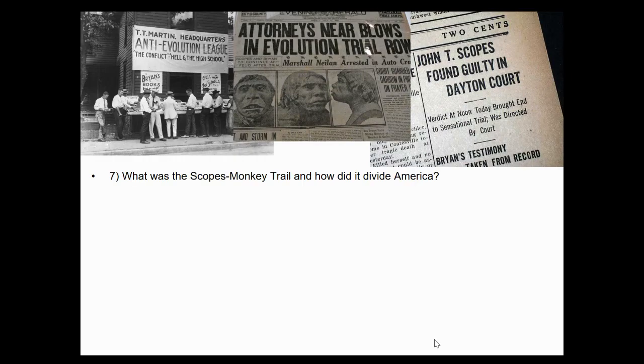Now, the Scopes monkey trial, right? This was a trial over what should be taught in school in science. Should it be evolution or should it be creationism, which is a story from the Bible? So the issue is what should be taught. Now, John Scopes was a teacher who was arrested in Tennessee for teaching evolution, right? And the trial was about what should be taught or not, right?